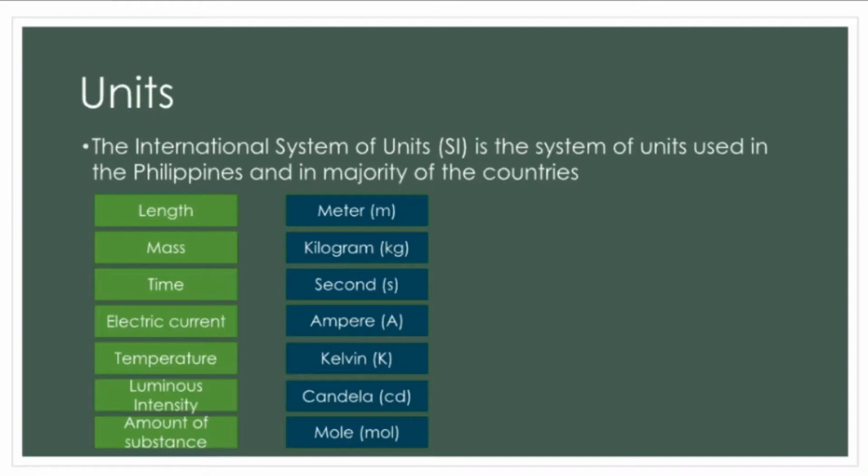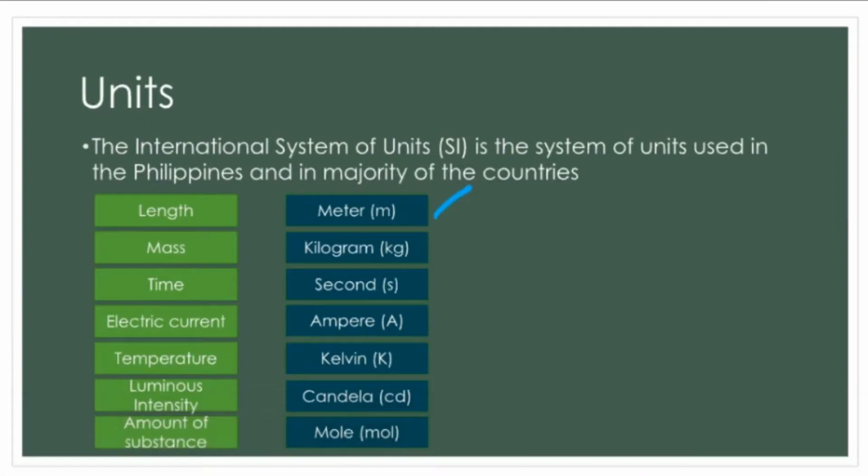The International System of Units or the SI system is the system of units used in the Philippines and in the majority of the countries. We are using the SI system because of its simplicity in converting from one unit to the other, or its simplicity of representing very small or very large quantities. I have here shown the 7 fundamental quantities and their corresponding standard unit in the SI system.